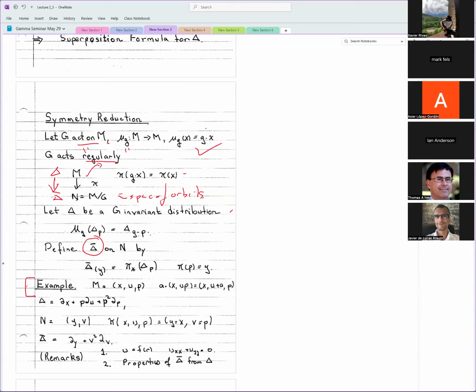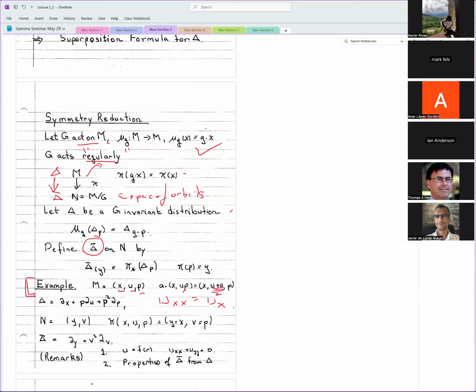Here's almost the simplest possible example I can think of. I'm going to work on a three-dimensional space, X, U, and P. And here's my distribution, partial X plus P partial U plus P squared partial P. I can think of that as the differential equation u_xx equals u_x squared. And here's my group action: simply translations in U. So this distribution is certainly invariant under translations in U.